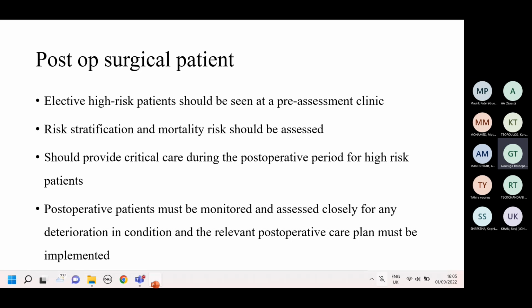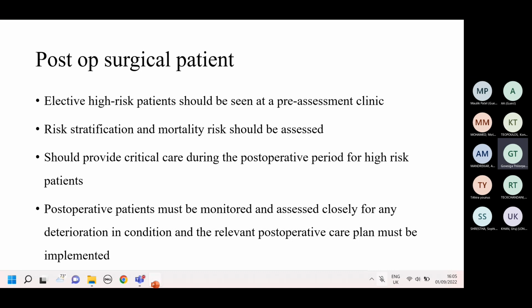Most of the patients are assessed pre-operatively for elective cases, not emergencies. The elective patients who are assessed and those at high risk should be seen in the pre-assessment clinic. Risk stratification and mortality risk should be assessed, depending on the scoring system you are aware of, such as the SORT score and some other scoring systems, and cardiac risk stratification with the Revised Cardiac Risk Index also.